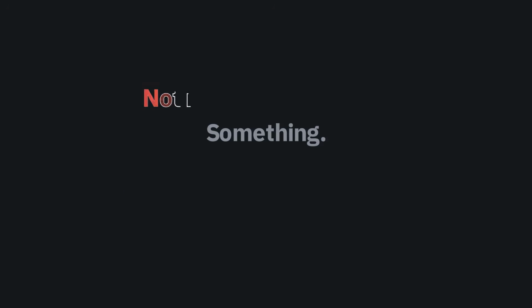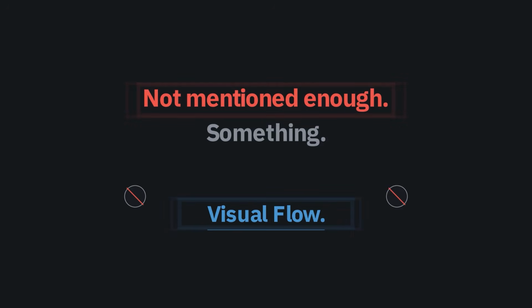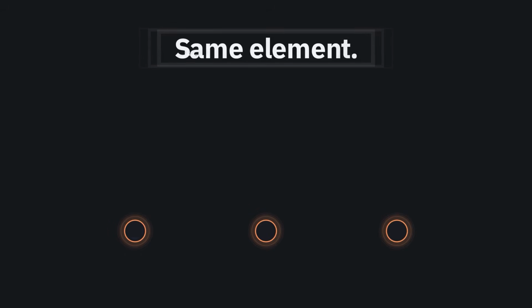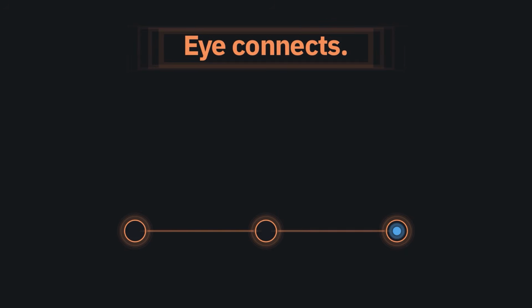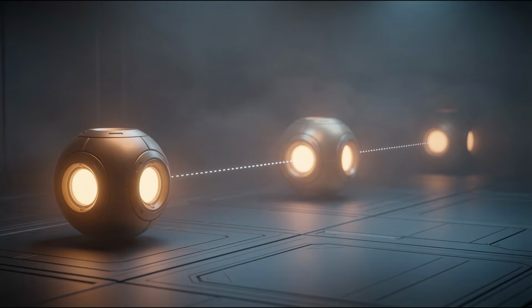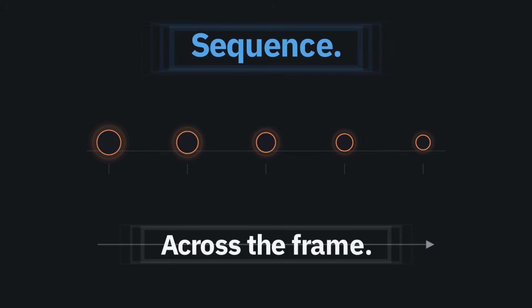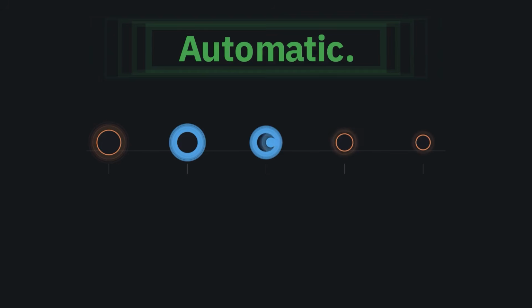Now let's talk about something that doesn't get mentioned enough when people discuss flow, and that is repetition. When the same element appears more than once in a scene, the eye connects them. It draws an invisible line between them. And if repeated elements are arranged in a sequence that moves across the frame, the eye follows that sequence automatically.